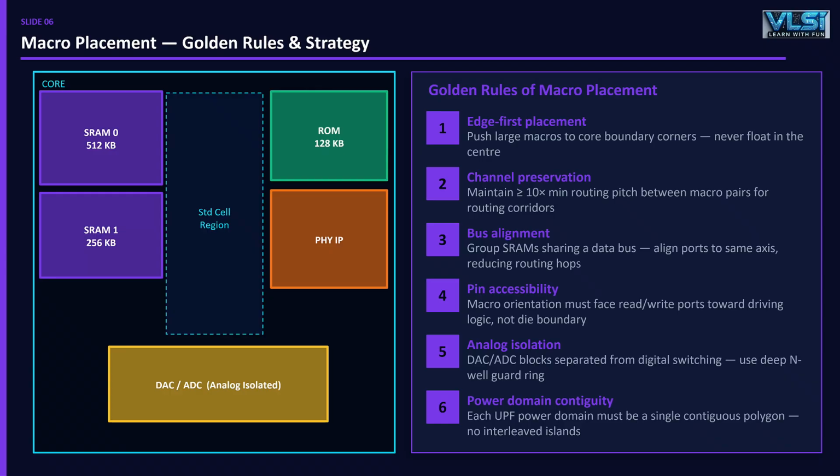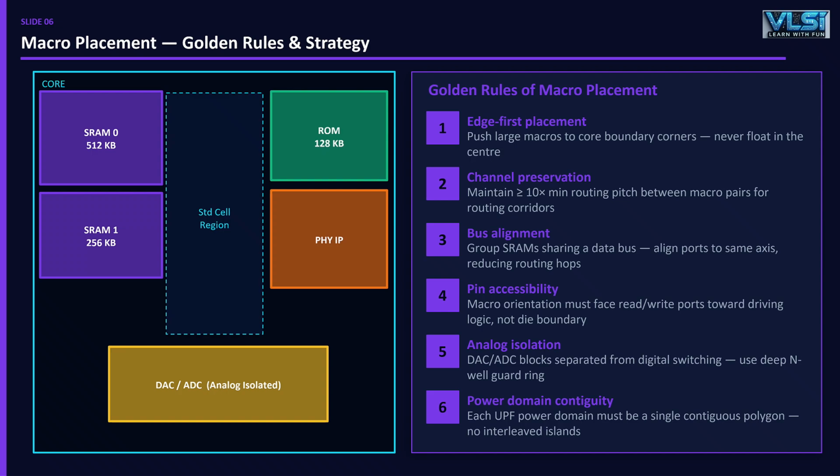Now we enter one of the most strategic parts of floor planning, macro placement. And this is where beginners usually make their biggest mistakes. Think of macros like big furniture: SRAM blocks, IP blocks, analog components. These are not small, they dominate space. Now imagine placing a huge cupboard right in the center of your room. What happens? You block everything. Movement becomes difficult. Space becomes inefficient.